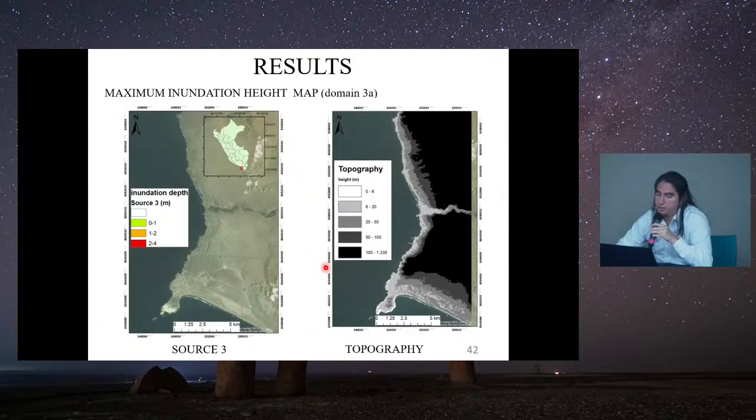As I mentioned before, this is the topography. This is the inundation for the Pulido fault. Almost no inundation, as you can see, which is good, because this is actually the most realistic according to the GPS measurements, but we don't know what will happen actually.